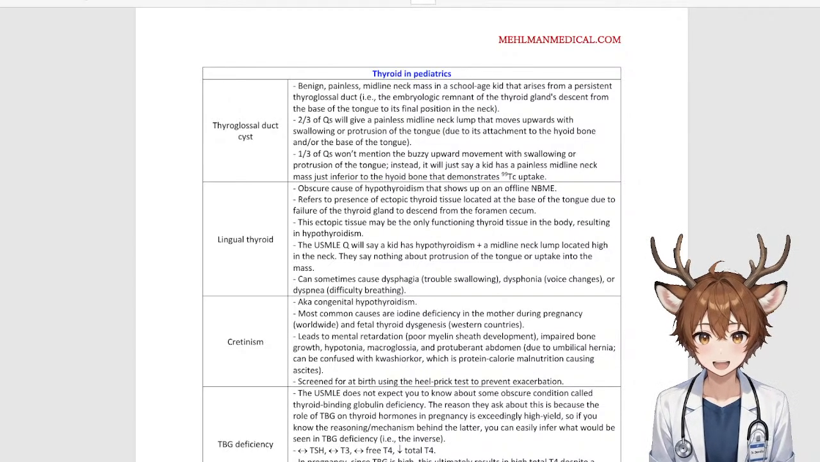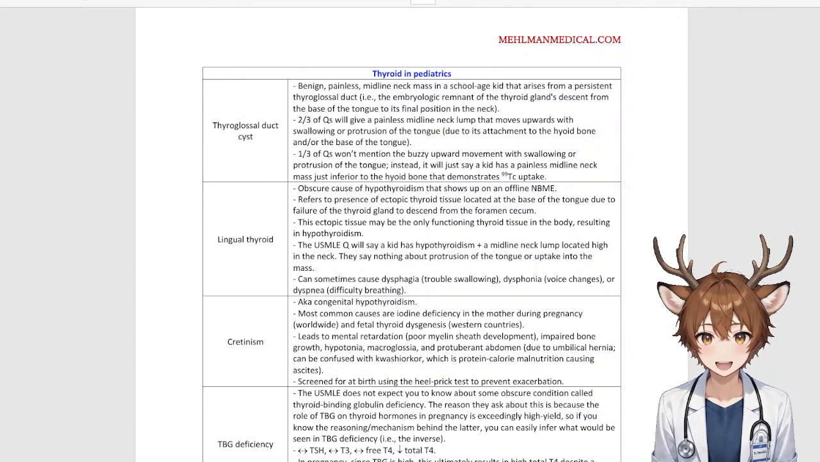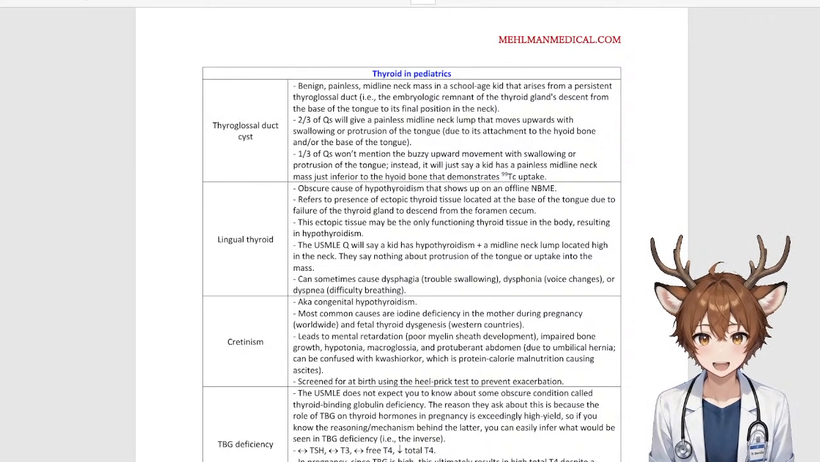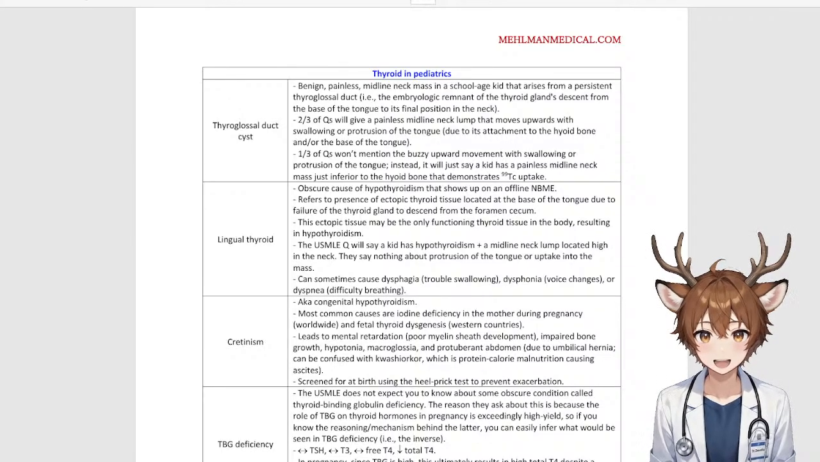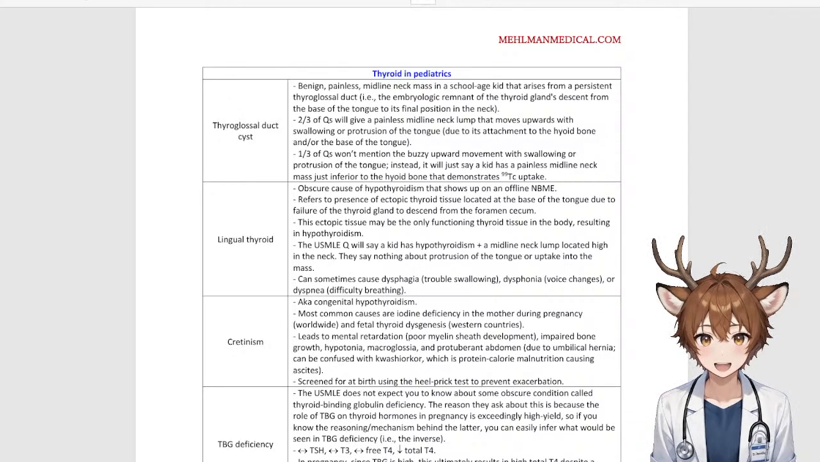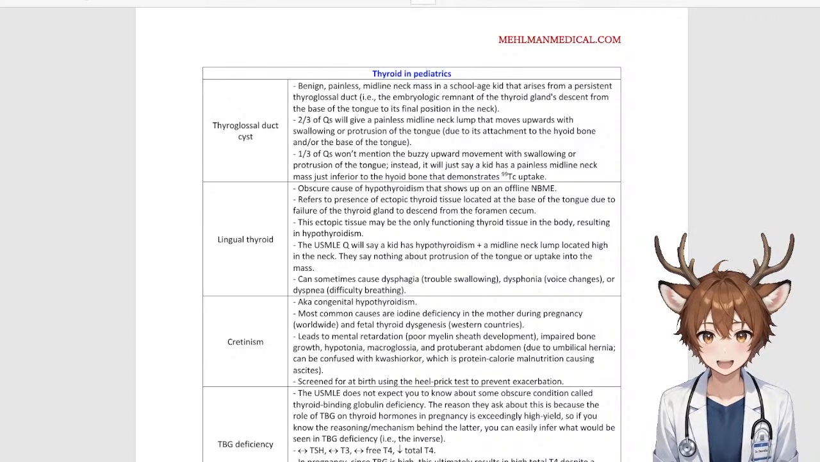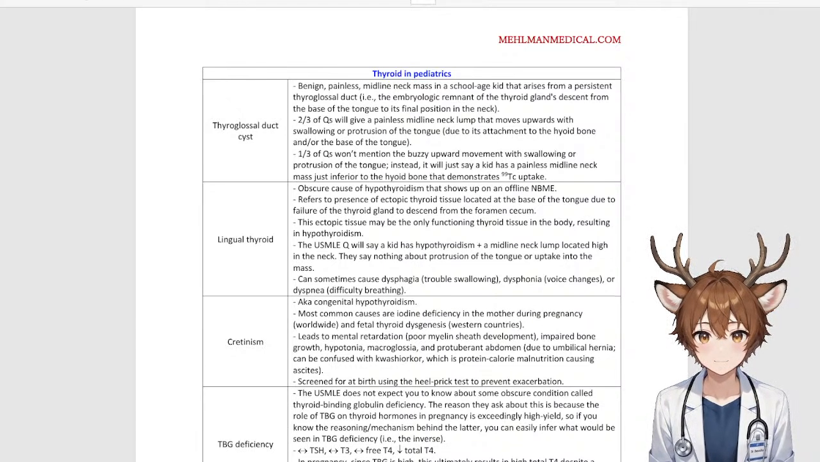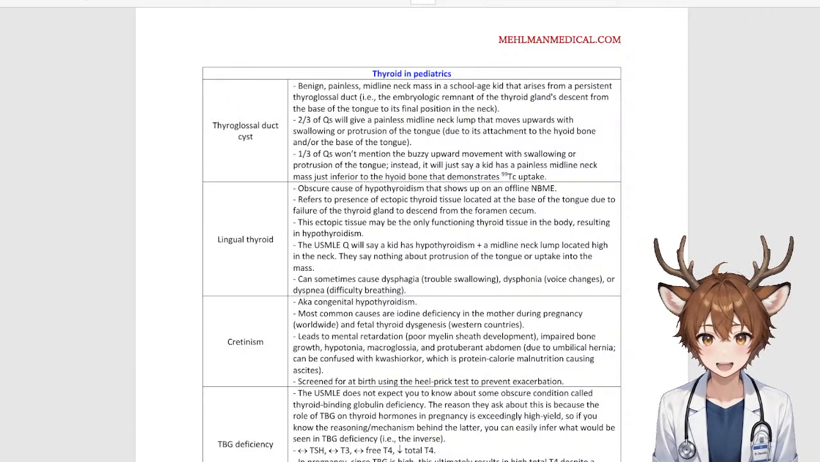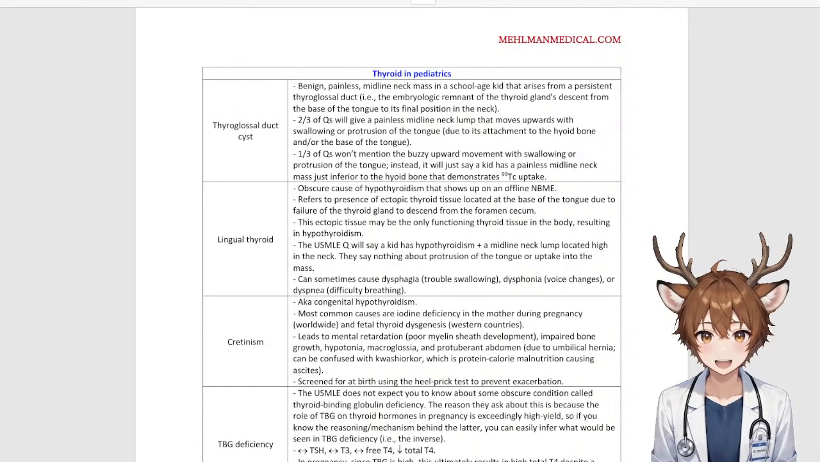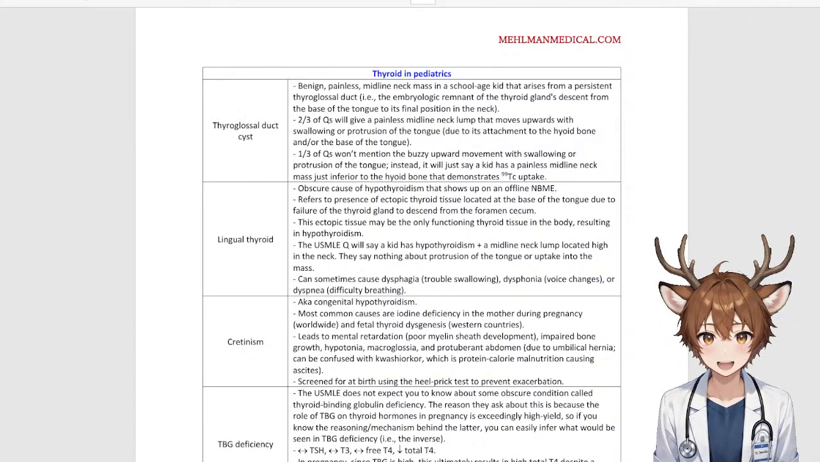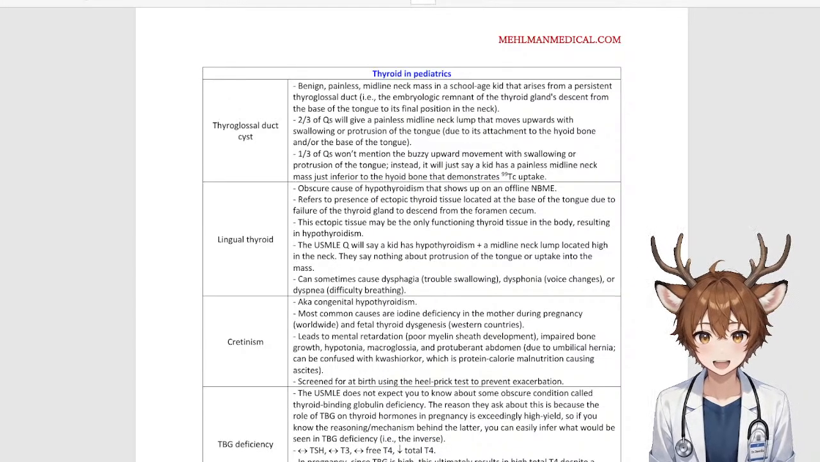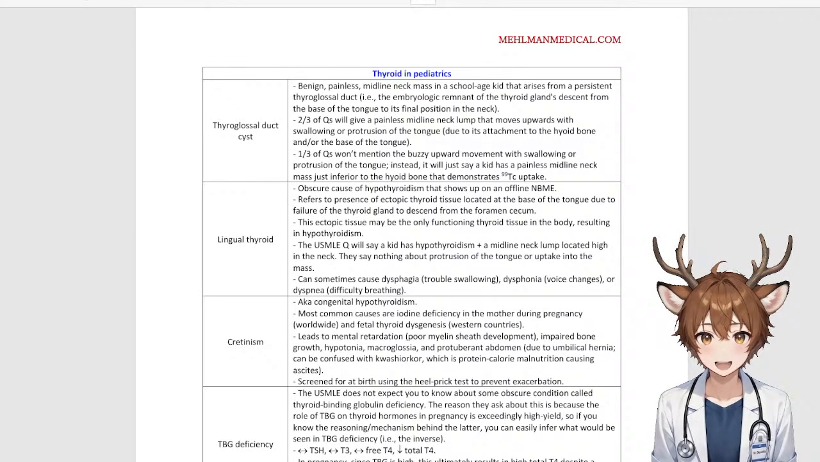It leads to mental retardation, poor myelin sheath development, impaired bone growth, hypotonia, macroglossia, and protuberant abdomen due to an umbilical hernia. Can be confused with kwashiorkor disease, which is protein calorie malnutrition causing ascites, another failure to thrive disease for a different reason. Screen for it at birth using the heel prick test to prevent exacerbation.